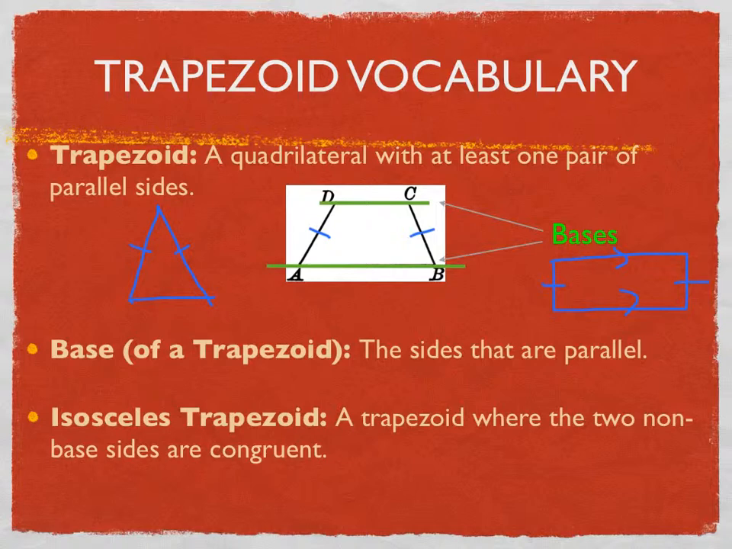Now, I would name them in pairs. So I would say like this and this are the bases, or this and this are the bases. I wouldn't just say all four of them are bases. Kind of depends on how you're looking at it.